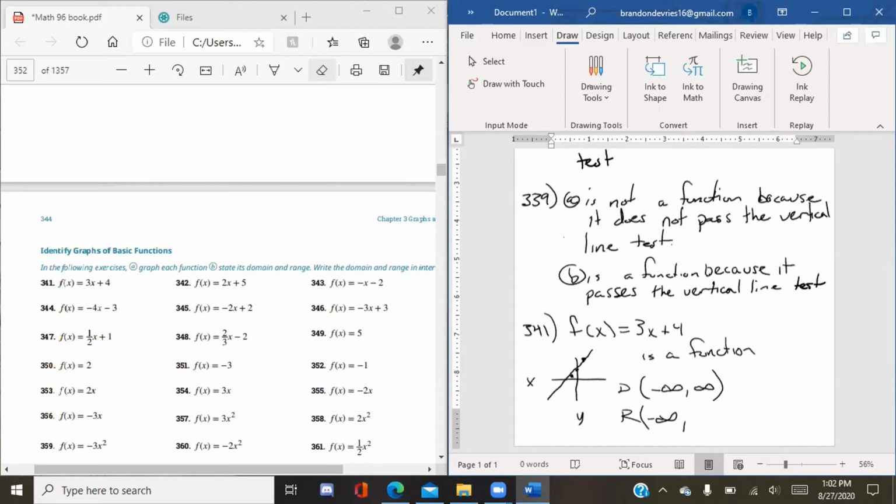All right. I don't know how to draw a good infinity sign.